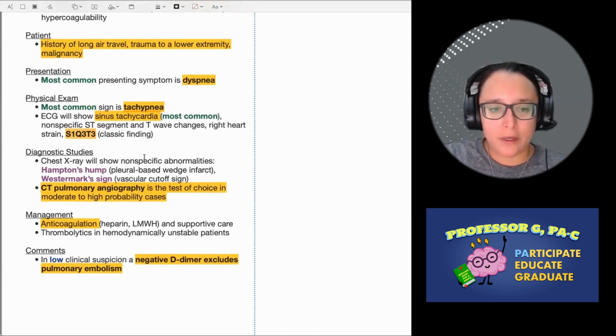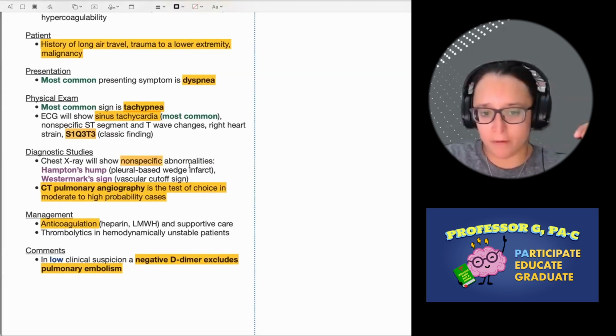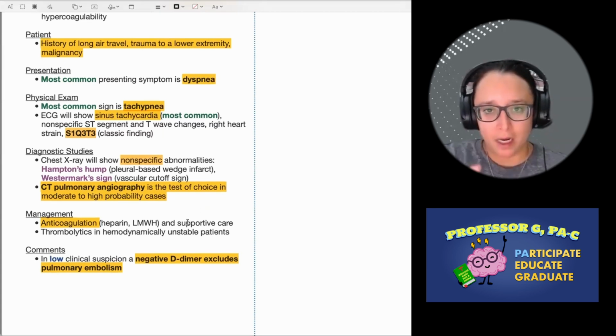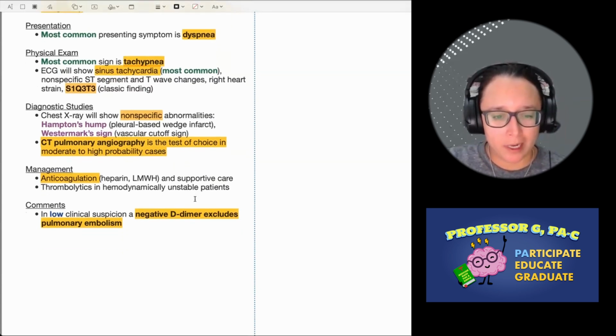Let's see. X-ray usually shows non-specific abnormalities, but if they're going to test on it, they're going to test on either Hampton's hump, which is basically a little hump of infarcted lung, or a Westermark sign where you see decreased vasculature in a certain little area. CTPA or CTA is the test of choice, especially when you have a higher probability of having PE. You should understand Wells criteria and how to decide whether they require a D-dimer or if you can jump straight to the CTA.